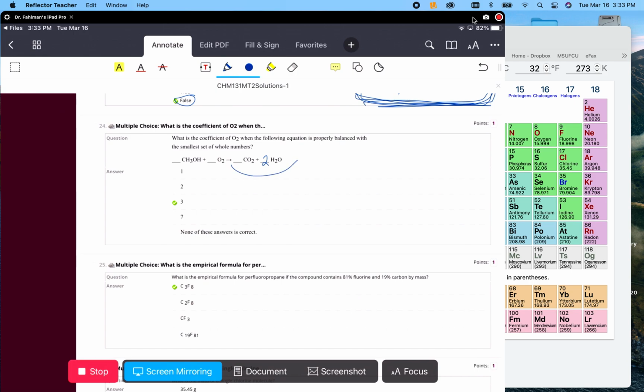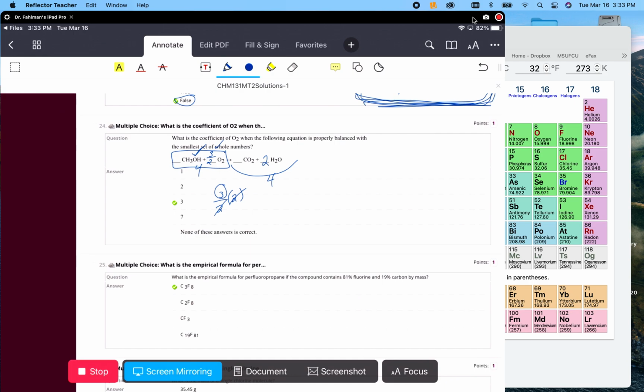We have 4 oxygens on this side, and on this side right now we only have 3. What you really need is, if we have 1 here, we really need an additional 3. So let's do 3 halves there. 3 halves times 2 gives you just 3, right? So now you've got 3 and 1 gives you 4 on the reactant side.